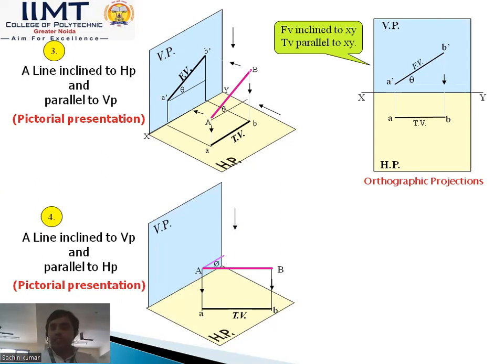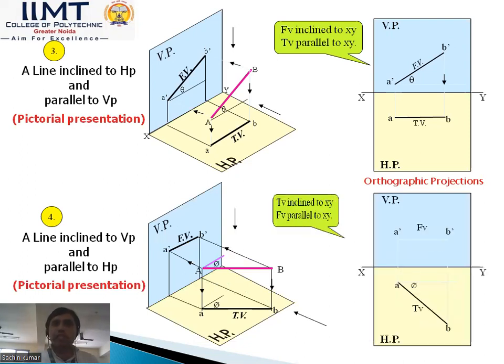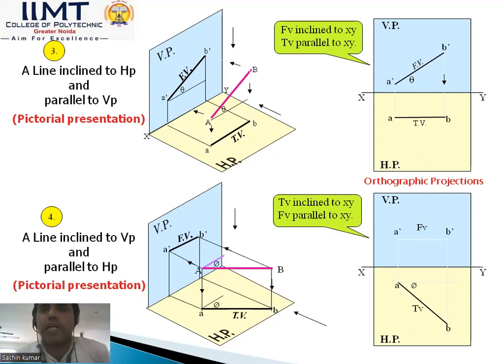The top view in the horizontal plane gives the true length, and the front view gives a shorter length. That is the pictorial projection and orthographic projection of a line inclined to VP and parallel to HP. In this case, only one view gives the true length, either the front view or the top view. If a line is inclined to one plane, either the horizontal plane or the vertical plane, only one view gives the true length. So we are solving that type of problem.